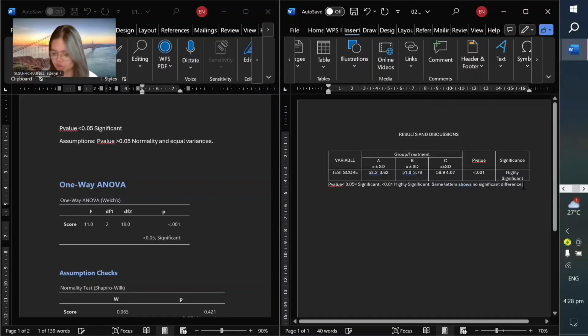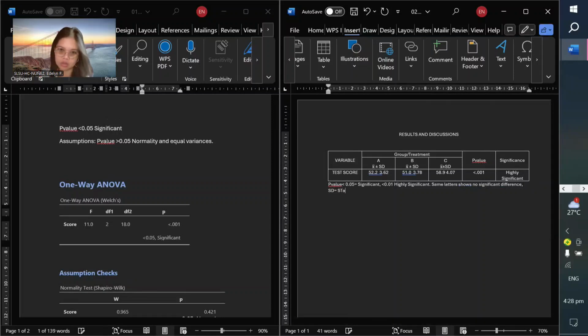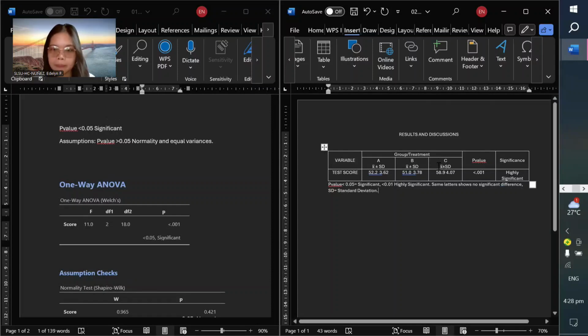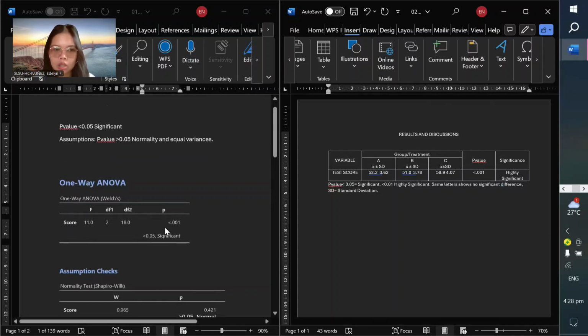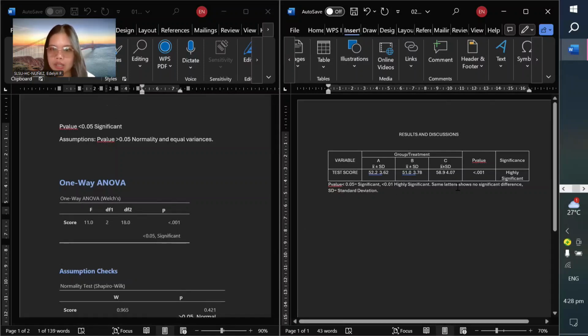Some of the researchers want to put it here. SD means standard deviation, but if you already know, you don't need the legend that says standard deviation. Here we have the p-value. The p-value comes from your ANOVA. We have here less than 0.001, and that is highly significant because it is less than 0.01.